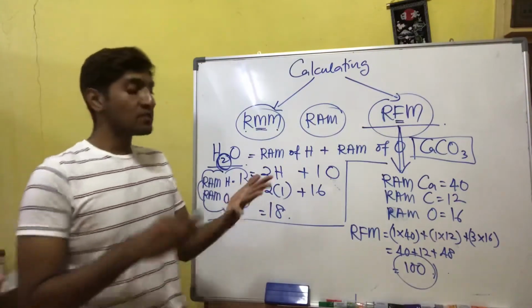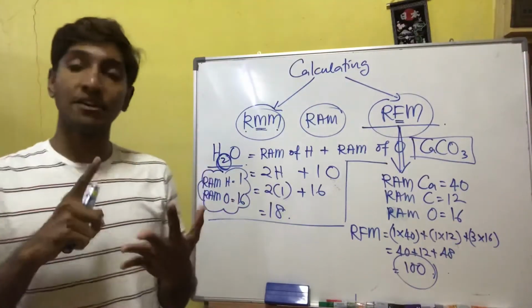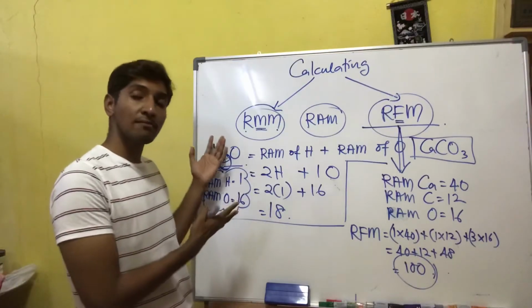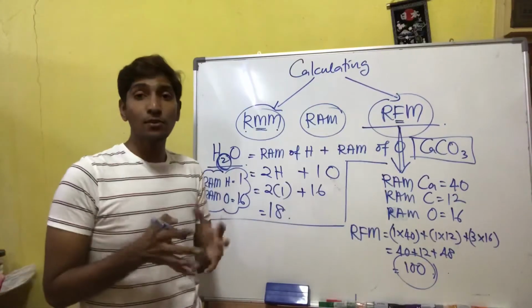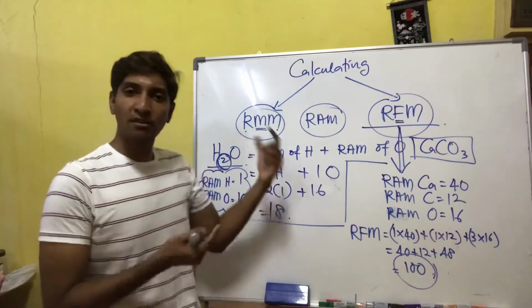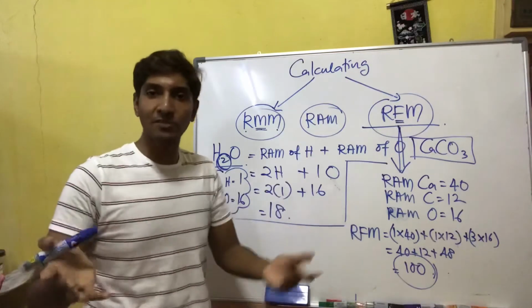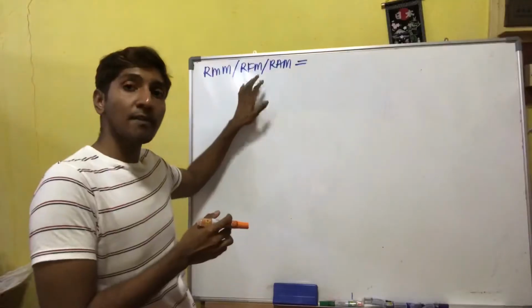And now, since we already know how to differentiate atom, molecule and ionic compound, and we also know how to calculate their relative molecular mass and also the relative formula mass, let us find out what is the importance of these two values and how they become a part of chemistry. So what is the importance of RMM, RFM, and RAM?